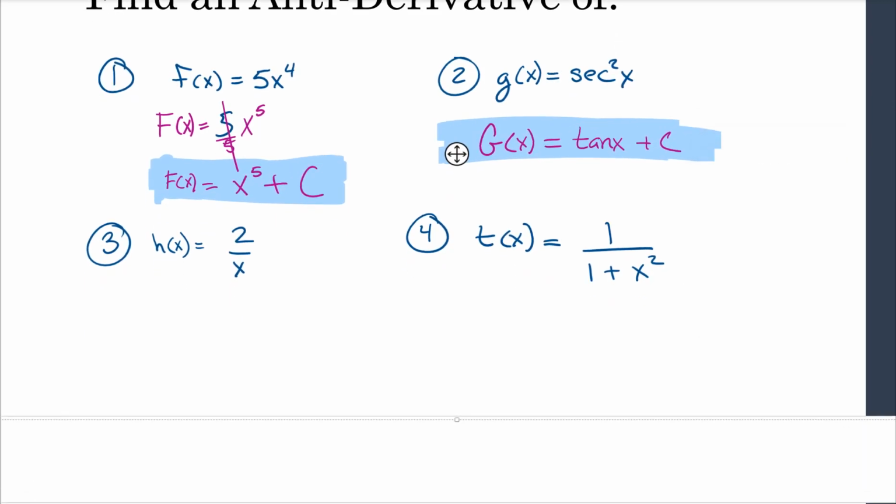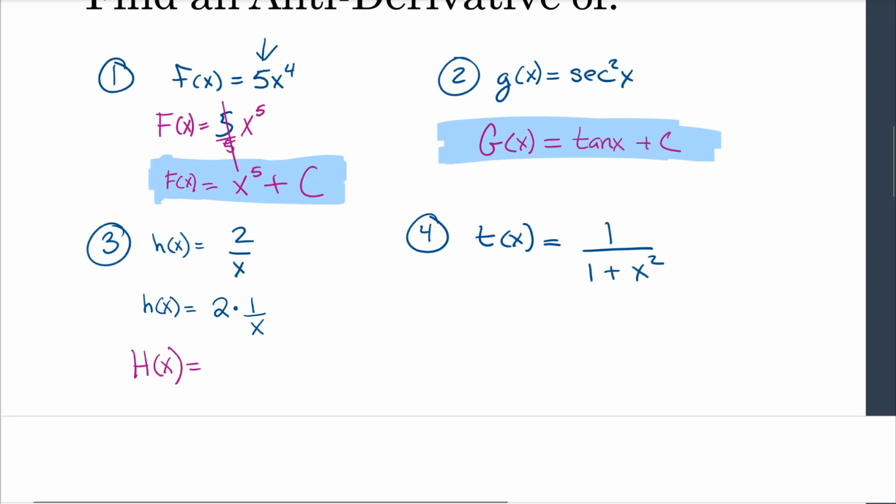Continuing on. We go down to our h of x. Now let's rewrite this real quick. Now we're going to use this constant multiple rule. This is the same thing as 2 times 1 over x, just like where we had the 5 from up above. That constant's just going to go along for the ride. So let's go get our antiderivative, big H. That 2 is just coming along with us.